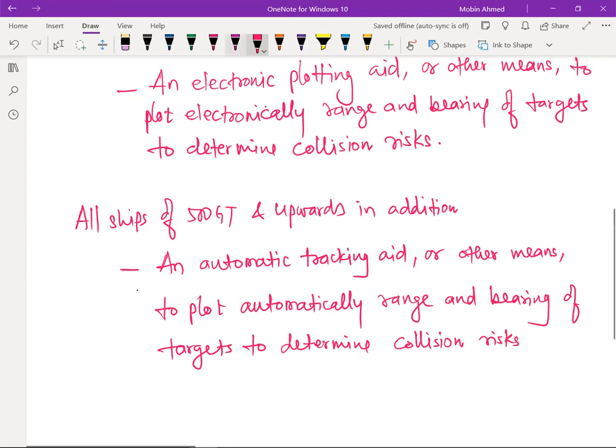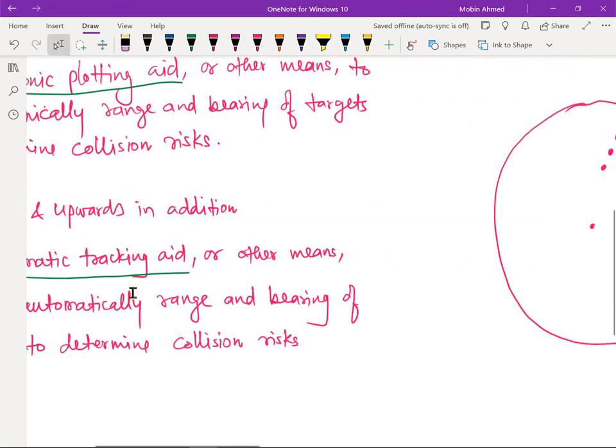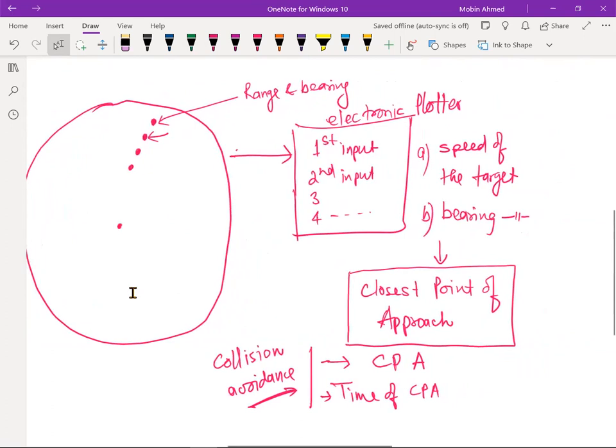Now what is this? Here it is saying an electronic plotting aid, and here it is saying automatic tracking aid. These two are very different things. What we were doing here is we give input to the electronic plotter: first input, second input, third, fourth. Now if there is automatic tracking, how does it happen?